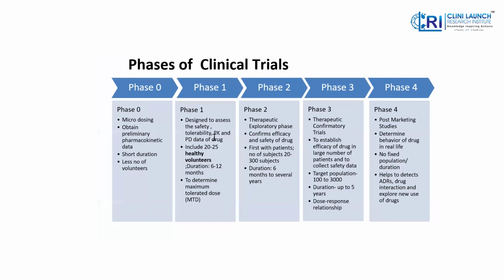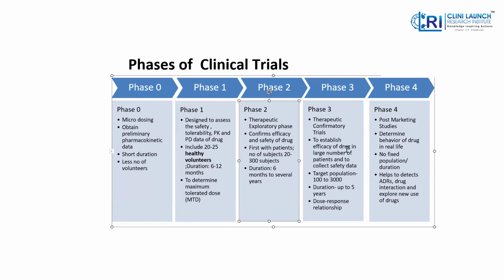Then we have phase two. Phase two is also known as the therapeutic exploratory phase, where we confirm the safety and the efficacy of a drug. This is the first phase which has patients. Then we have phase three. Phase three is also known as the therapeutic confirmatory trials, where we confirm the results that we have gotten from phase two.